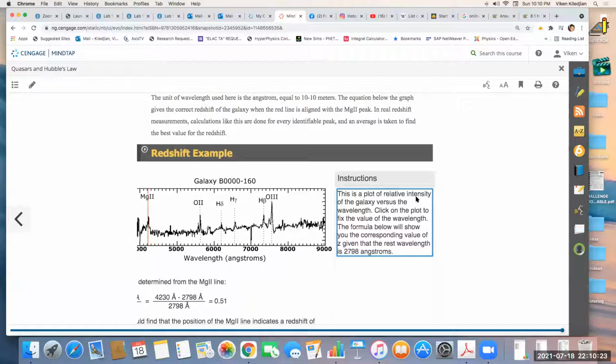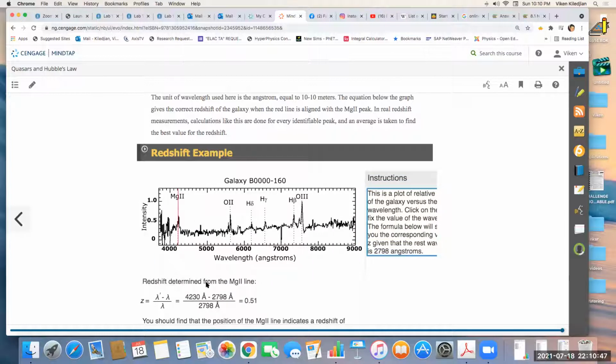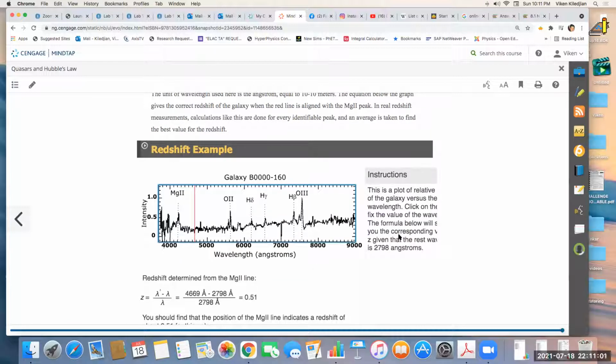Okay, so then let's look here. This is a plot of the relative intensity of the galaxy versus the wavelength. Click on the plot to fix the wavelength. The formula below will show you the corresponding value of Z, given that the rest wavelength is 2798 angstroms. So they're focusing here on the magnesium, the redshift determined from the magnesium 2 line. Where's the magnesium 2 line?